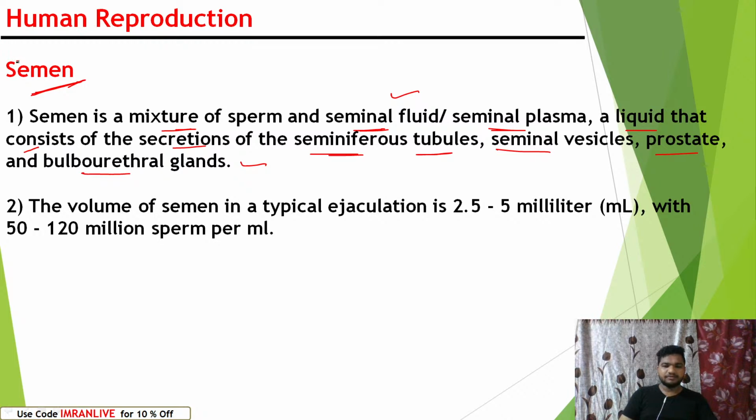The volume of semen in a typical ejaculation. In a typical ejaculation, once ejaculation occurs, it is 2.5 to 5 ml with 50 to 120 million sperm in each ml. Generally, once the ejaculation is completed, the male releases 2.5 to 5 ml of semen, which contains about 50 to 120 million sperm in each single ml of semen. Clear?